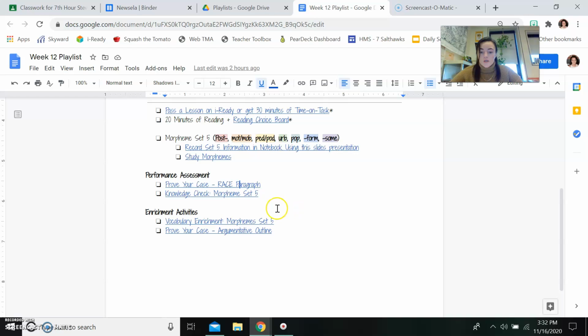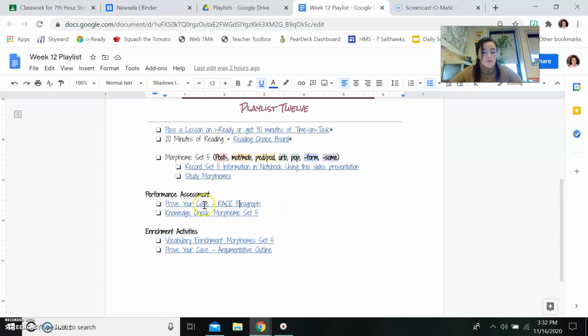So, for this week, both of your performance assessments are things that you submit just by completing them. The Prove Your Case RACE paragraph is in No Red Ink. Once you submit it, I will have it there. And then the knowledge check for Morpheme Set 5 is a Google form. So once you submit that, I will have that there. So to turn in this playlist when you are finished with it, all you need to do is just turn in the playlist.